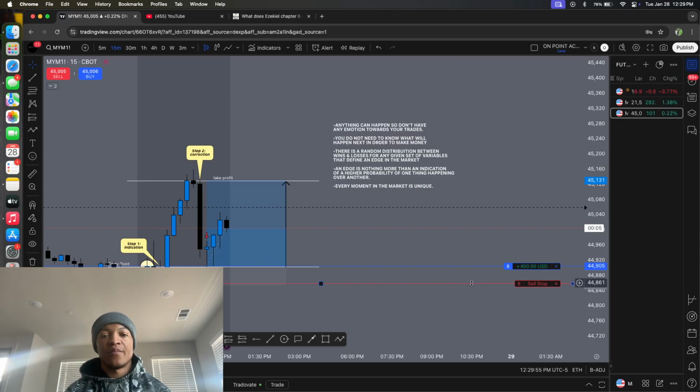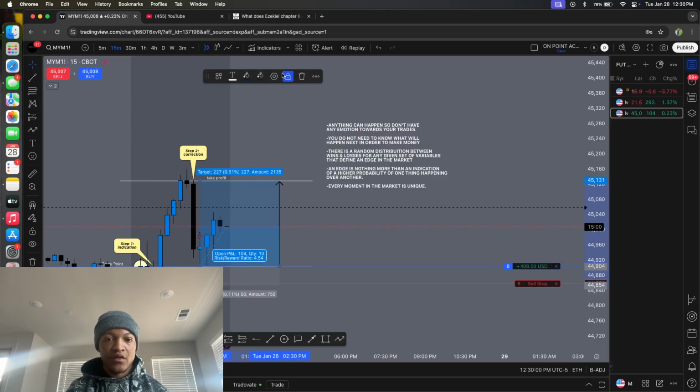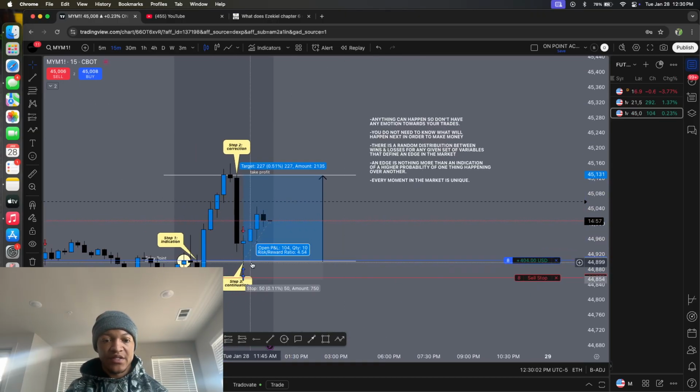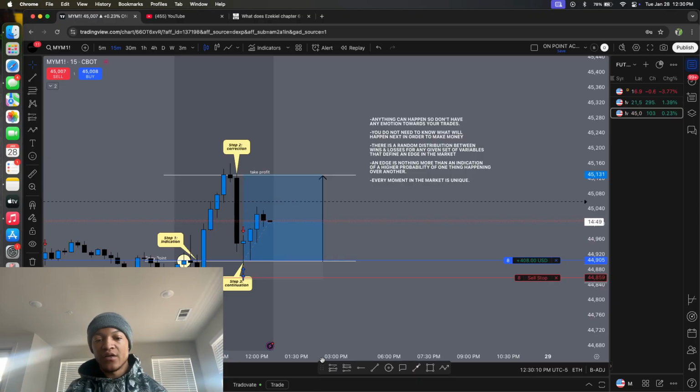It says anything can happen, so don't have any emotion towards your trades. So me getting in here, I'm not saying that, okay, because I got in here, price has to get to this area. It doesn't. It can continue to shoot down if it wants to. So me understanding that, that's where risk management comes into play. I can still take my trade, but using proper risk management. So if in case the market does decide it wants to do the opposite of what my edge, my higher probability is anticipating it doing, I'm okay with getting into the trade and taking a loss. So I'm already accepting my risk just by this first sentence here.